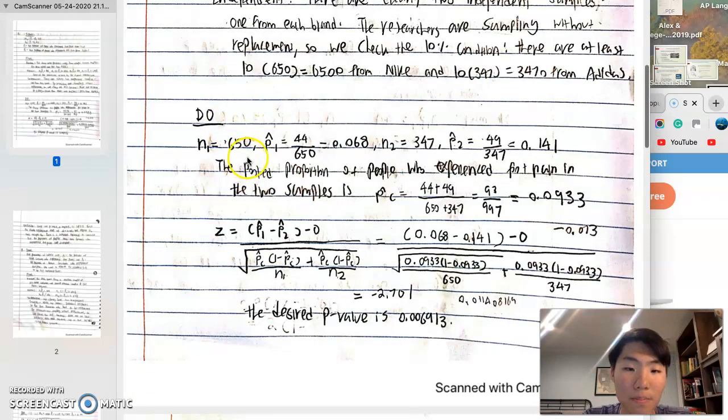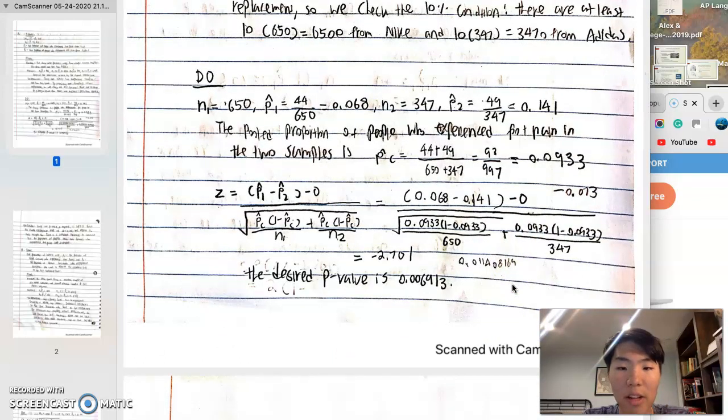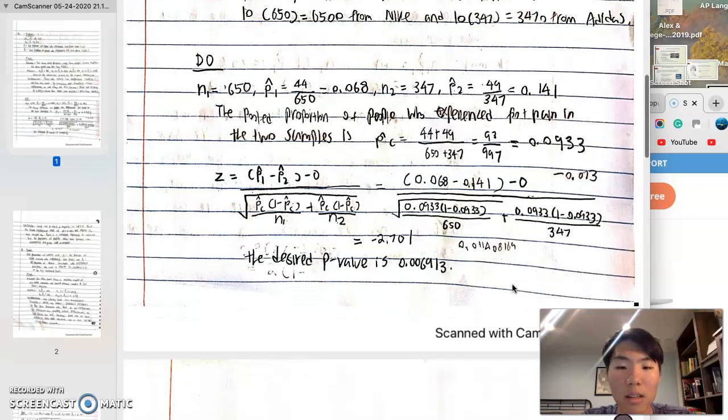So N1 equals 650 and P1 equals 0.068, N2 equals 347, and P2 equals 49 over 347, so 0.141. The pooled proportion of people who experience foot pain in the two samples I got is 0.0933, and I used the formula, so I got a z value of negative 2.701.